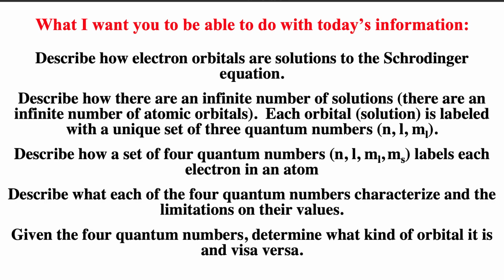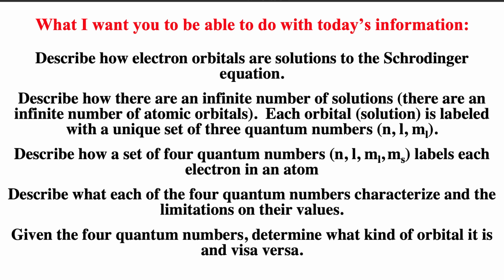After watching this video, you should be able to describe how electron orbitals are solutions to the Schrodinger equation, and describe how there are an infinite number of solutions and hence an infinite number of orbitals. Each orbital is labeled with a unique set of three quantum numbers, n, l, and m sub l. Four quantum numbers, n, l, m sub l, and m sub s, label each electron in an atom. For each electron in an atom, they'll have a unique set of those four quantum numbers.